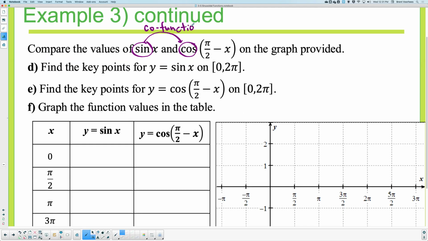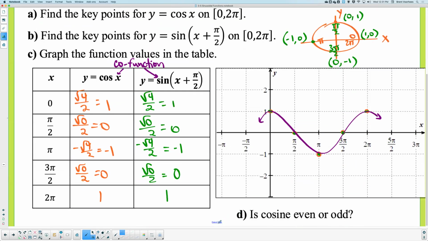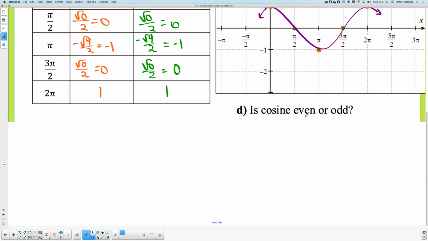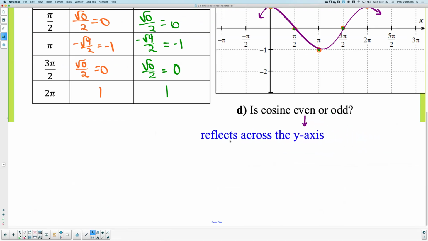And I just remembered I skipped a line, didn't I? Come back here. I skipped a line. Part D. Is cosine even or odd? What even means is this reflects across the y-axis. Let me just write this in. What even means is it reflects across the y-axis. That's what it means to be even. Does anybody remember from first semester what it means to be odd?